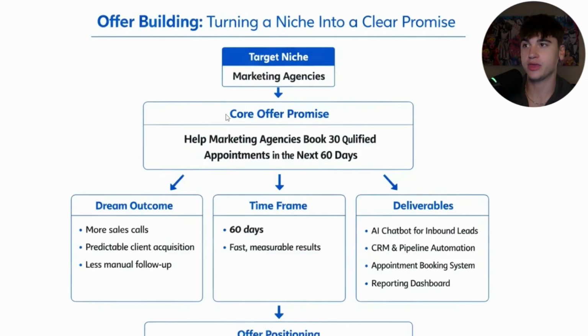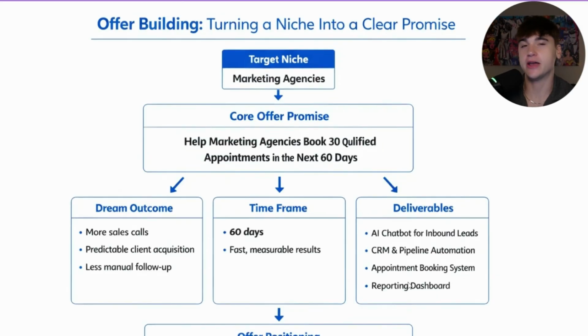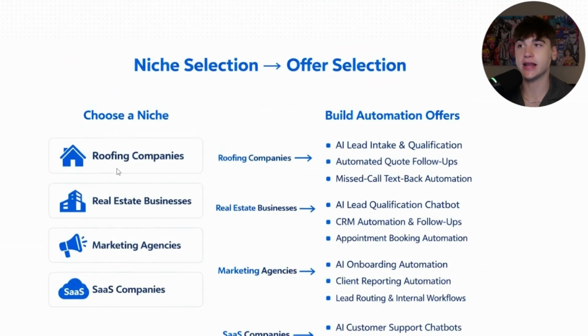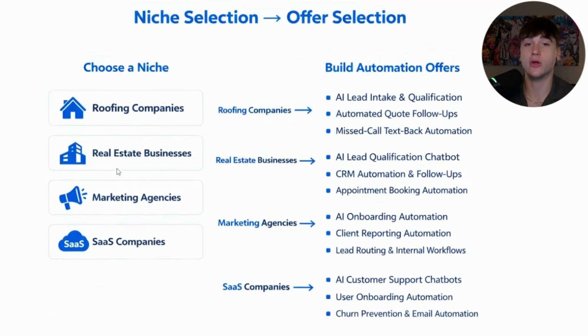Now, obviously, within this core offer promise, we didn't knowledge dump and say, hey, we're going to do an AI chatbot, CRM and pipeline automations, an AI appointment setter, and a reporting KPIs dashboard as well. We didn't say all that in here, and I'll explain how you can package deliverables. But the idea is you have a time frame guarantee, which is 60 days, and you have the dream outcome. For real estate agents, to give you another example, you could say, hey, we'll help you land your next 3 listings within the next 90 days.